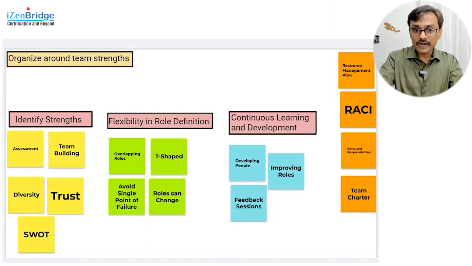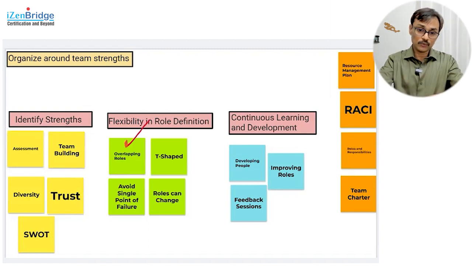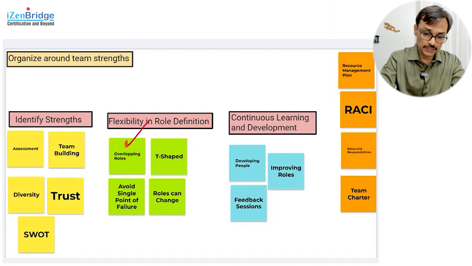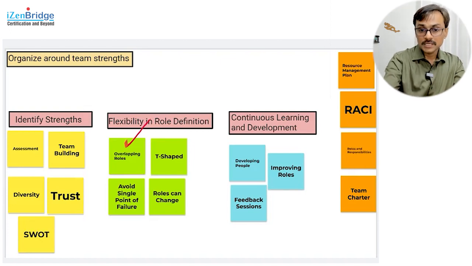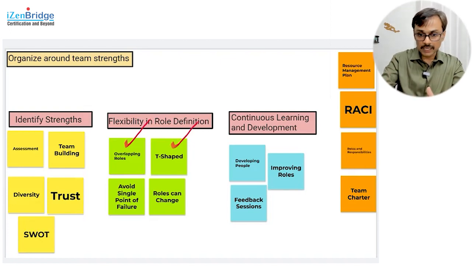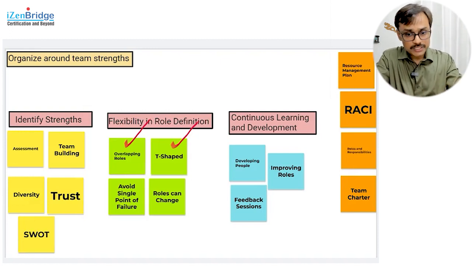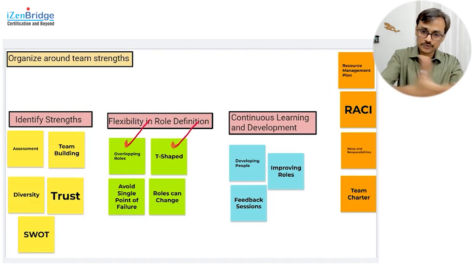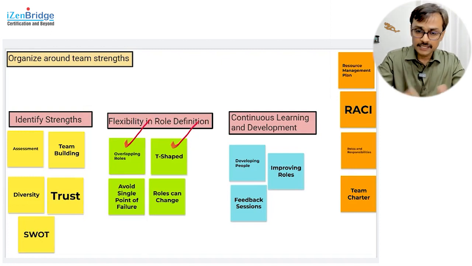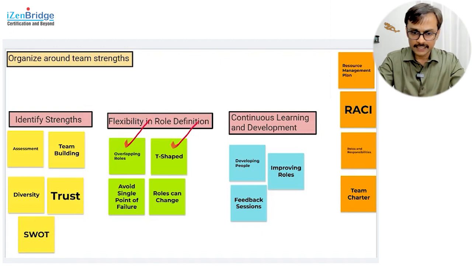We may have overlapping roles, where more than one person can fit into one particular type of role. We may promote T-shaped professionals, where we allow people to develop in multiple skills. They may make best use of their core skills. They may develop some secondary skills, which can also become an asset whenever we have a situation which requires a little more focus in that area.